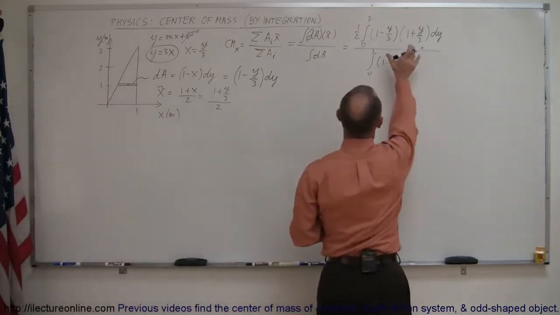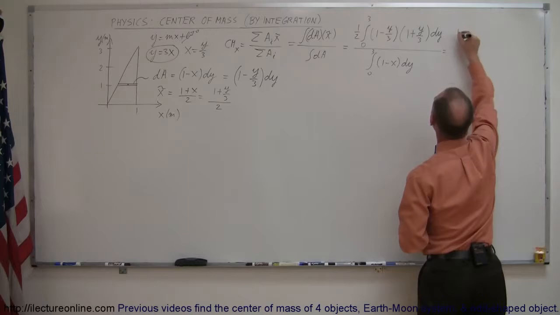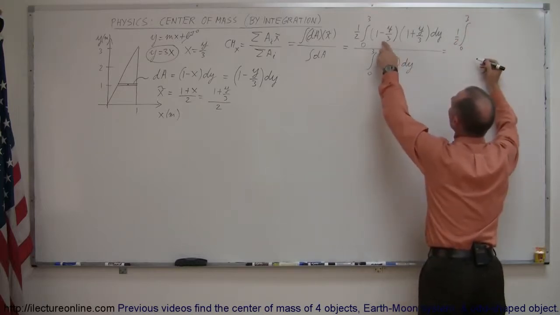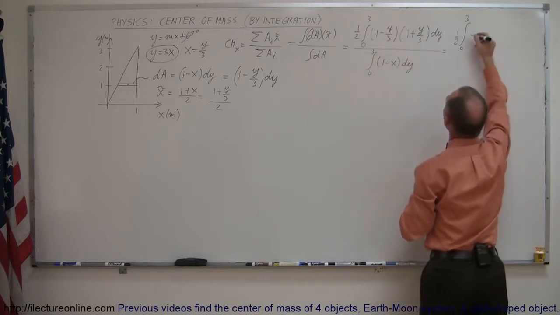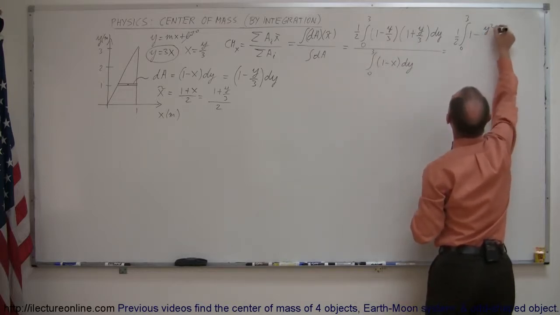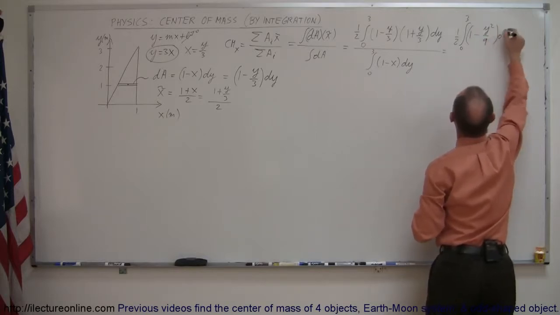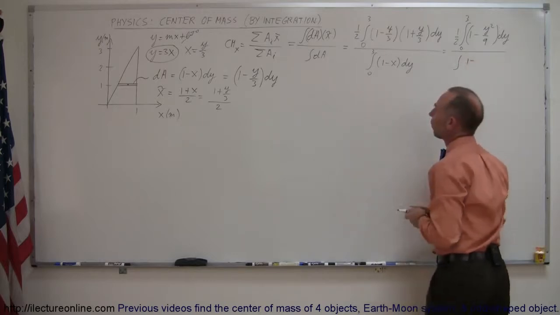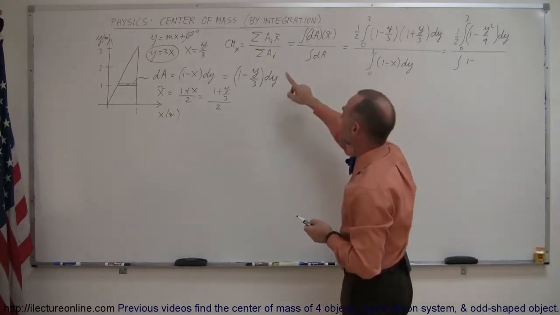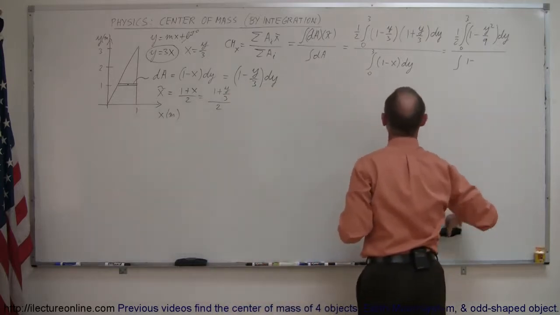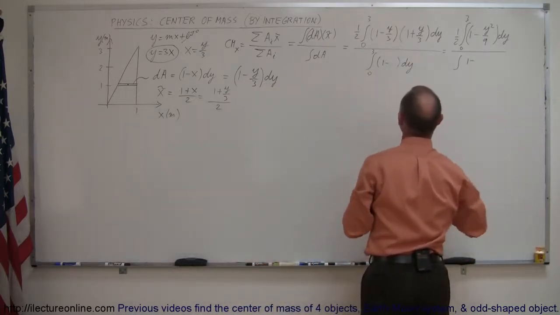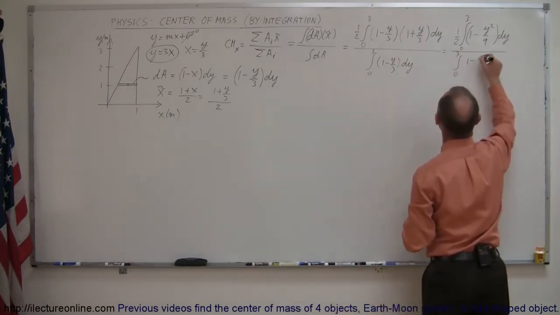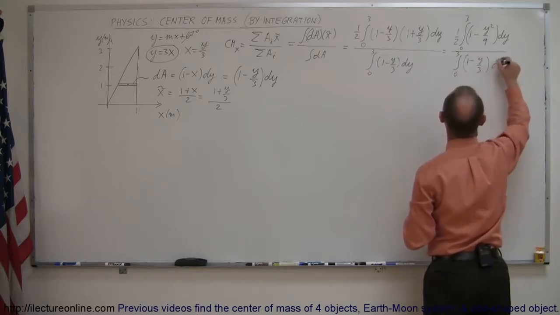So the next thing I'm going to do is multiply this out a little bit. So this is equal to 1/2 times the integral from 0 to 3. This is the sum and the difference of these two binomials, so we can see that it's (1 minus y squared over 9) times dy, and divide the whole thing by the integral of 1 minus, I wrote x, but actually I want to write 1 minus y over 3, because we want to use the same variable here. So this is 1 minus y over 3. So from 0 to 3, (1 minus y over 3) dy.